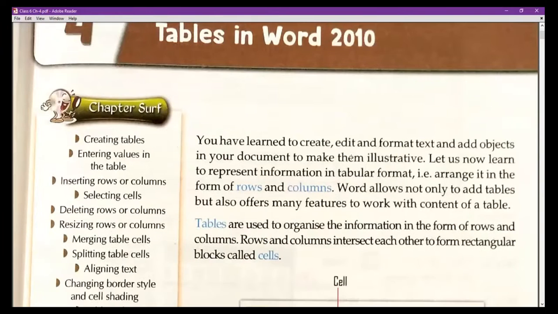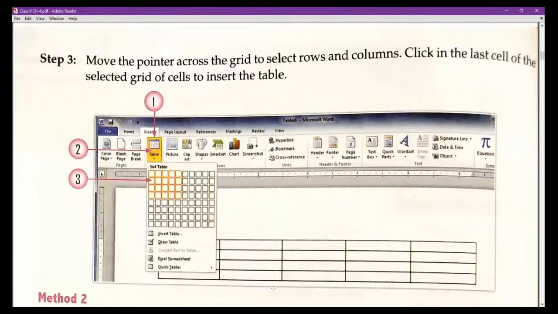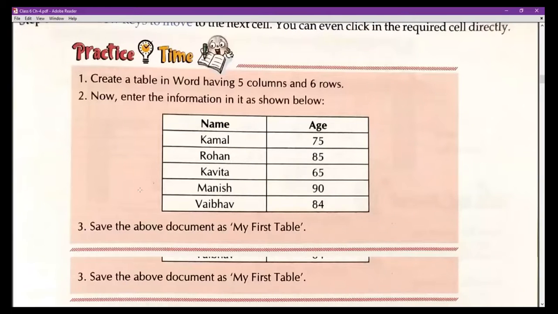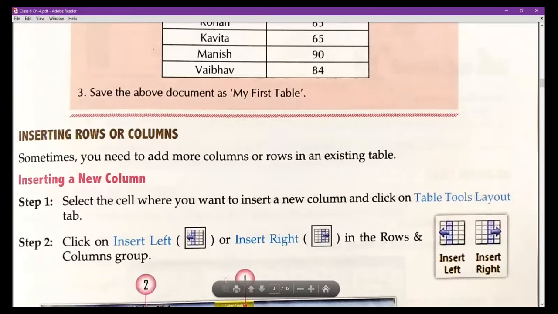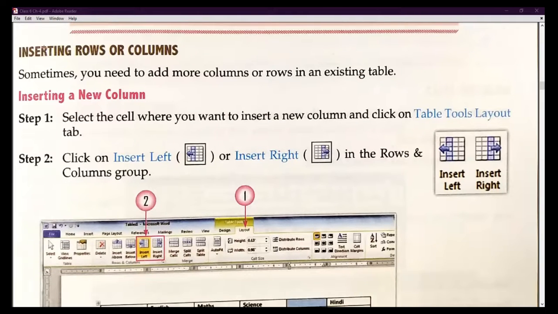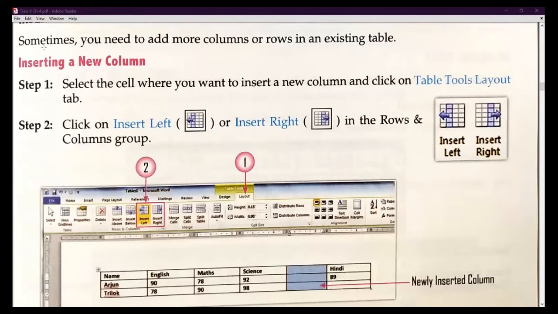Okay, now we are going to enter the next topic. Here it is. Inserting rows or columns. How can we insert more rows and more columns? Here we will see. Sometimes we need to add more columns or rows in an existing table. So how can we insert a new column? Select the cell where you want to insert a new column and click on the Table Tools Layout tab.